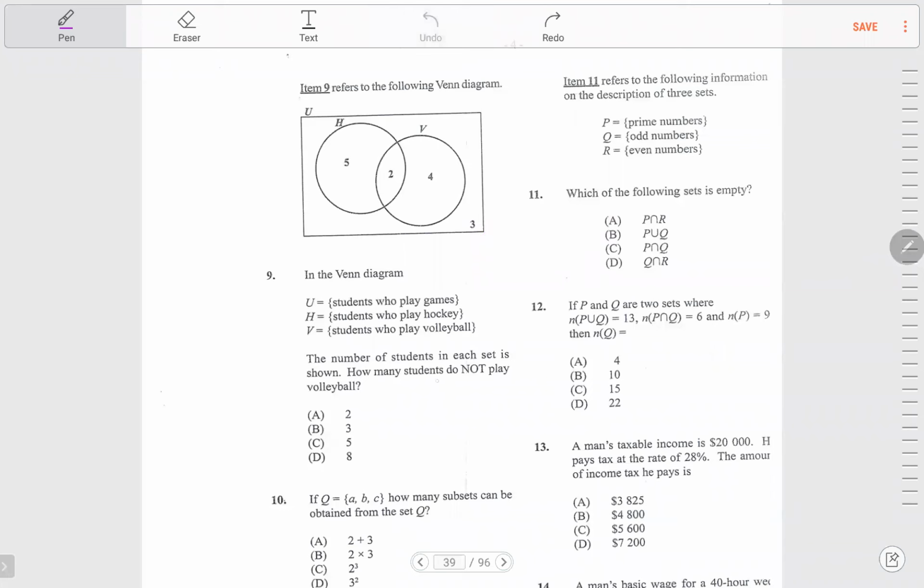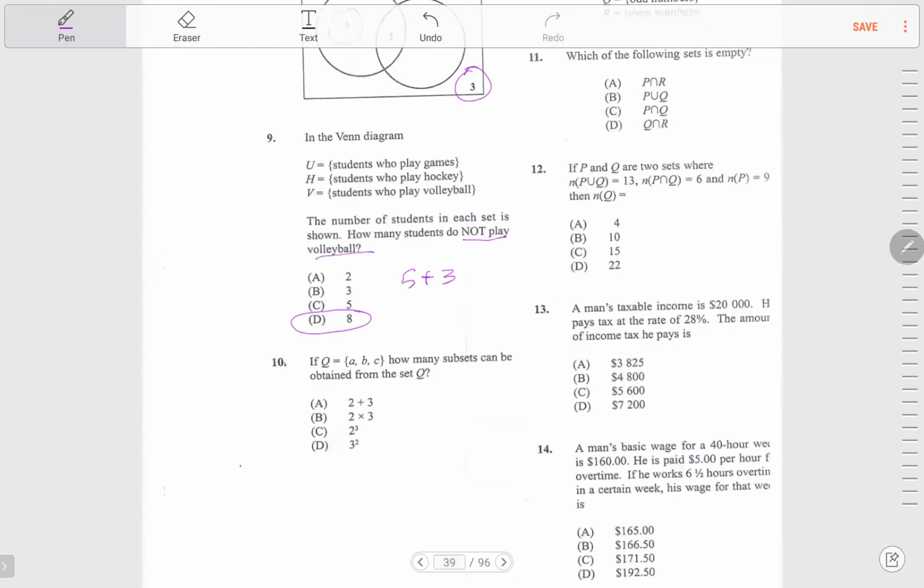It says how many students do not play volleyball. So the volleyball players are the ones inside here, right? So those who don't play volleyball would be this and this. Basically that would be 5 and 3. 5 who play hockey only and 3 who play none. So 5 and 3 is 8. So the answer for that one is 8.